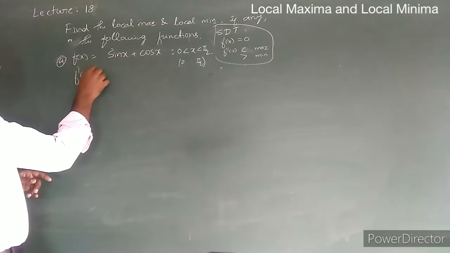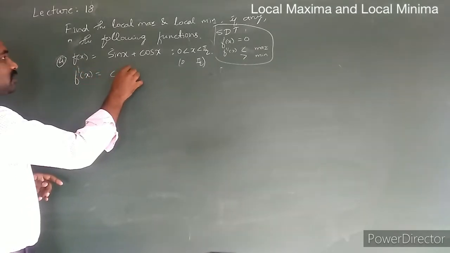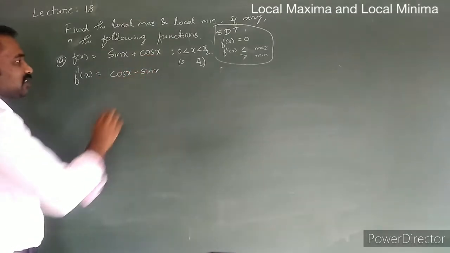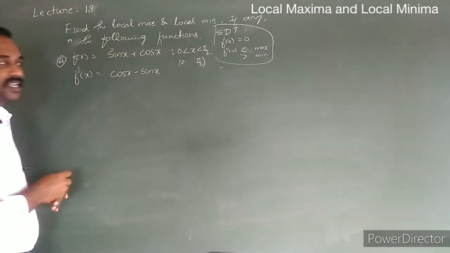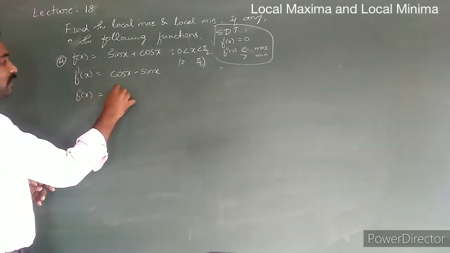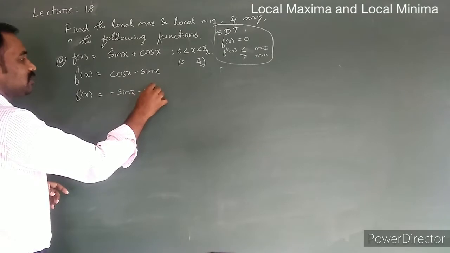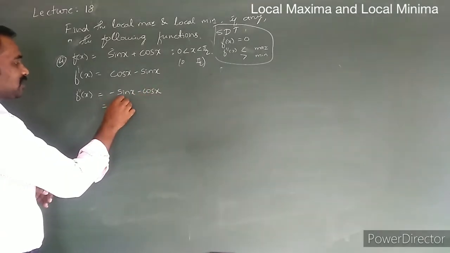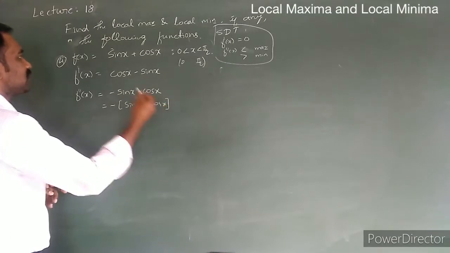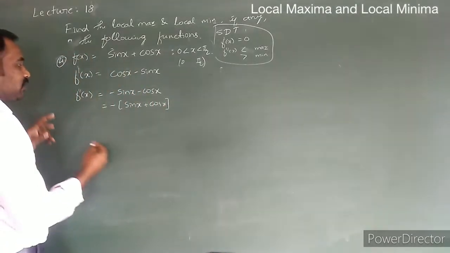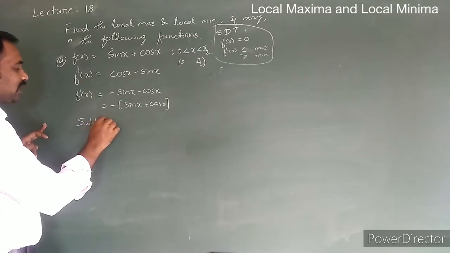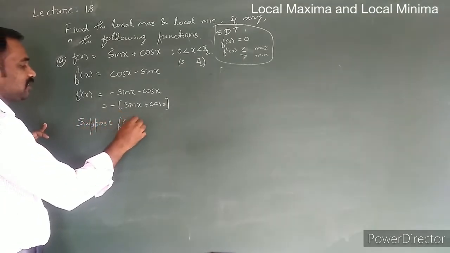f dash of x is equal to cos x minus sin x, since the differentiation of sin x is cos x and of cos x is minus sin x. Now differentiate again. f double dash of x is equal to minus sin x minus cos x. We can take the minus outside: minus of sin x plus cos x, which is nothing but the original f of x. Now to find the critical point, suppose f dash of x is equal to 0.